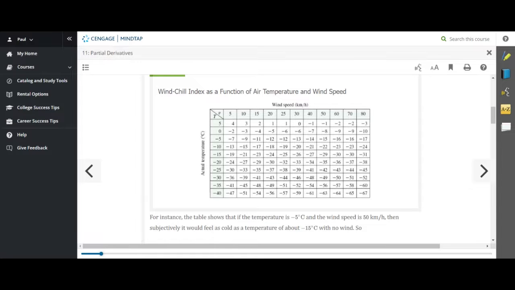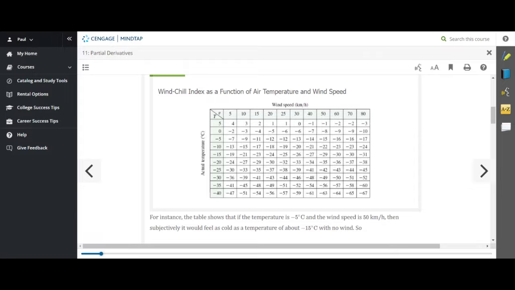When you're at 30 kilometers per hour wind speed, the wind chill is zero degrees. But when wind speed increases to 40, you're at -1 degrees. And basically that's the pattern across every row.